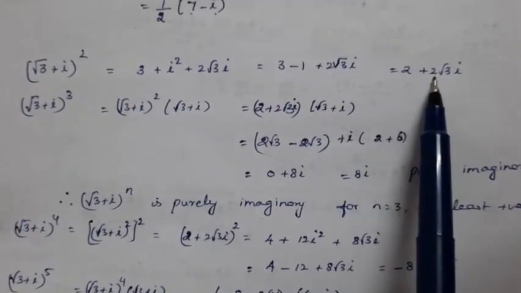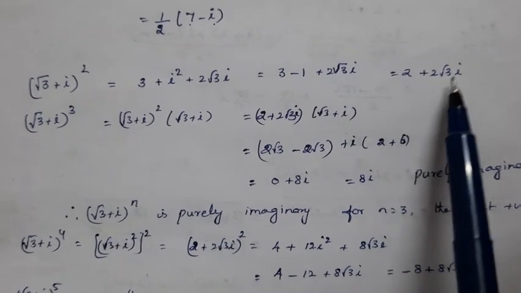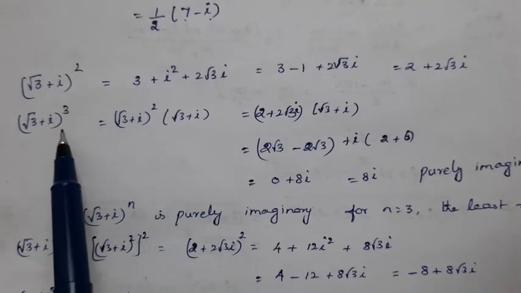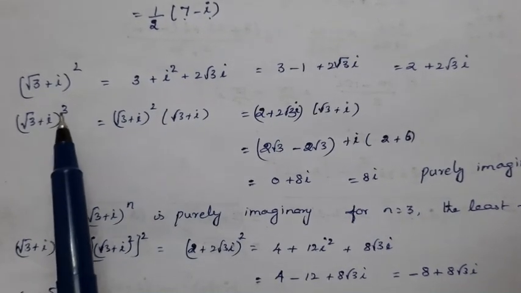So this is in the standard form. This is not purely real or purely imaginary, so n is not equal to 2. Now let us come to the next power, (√3 + i)^3.